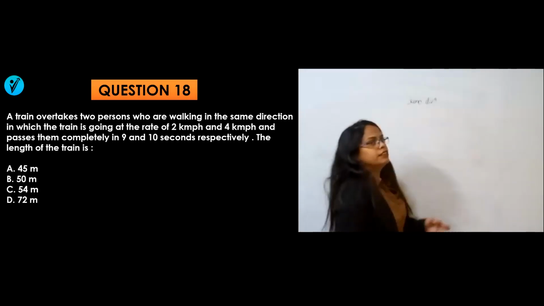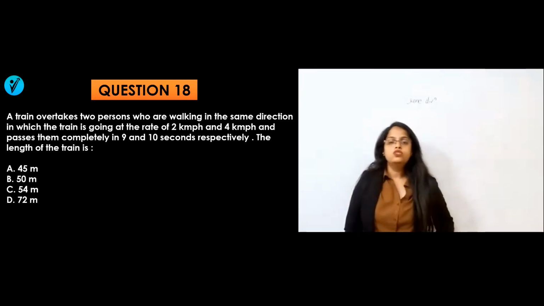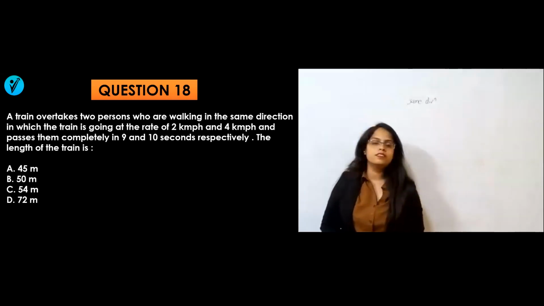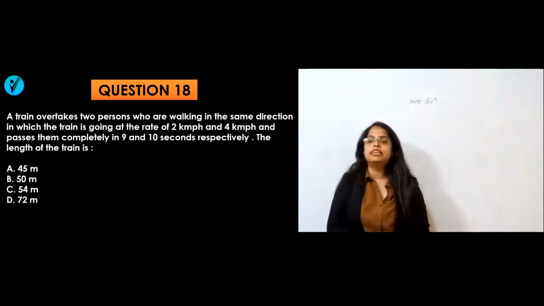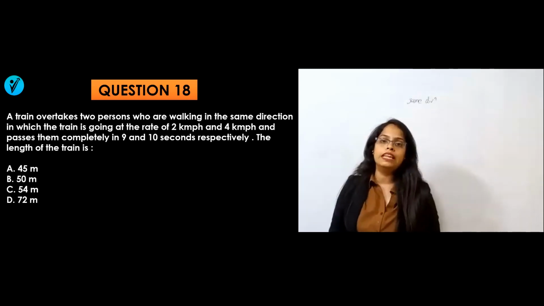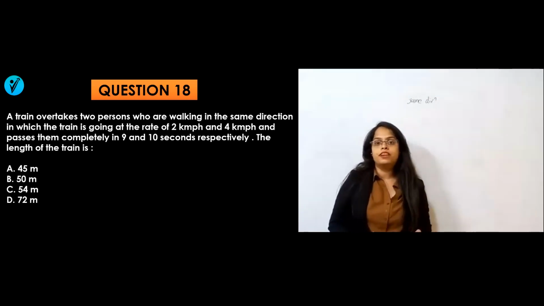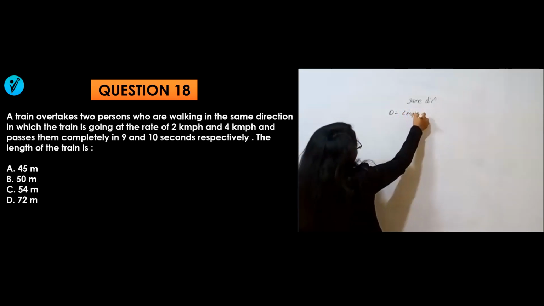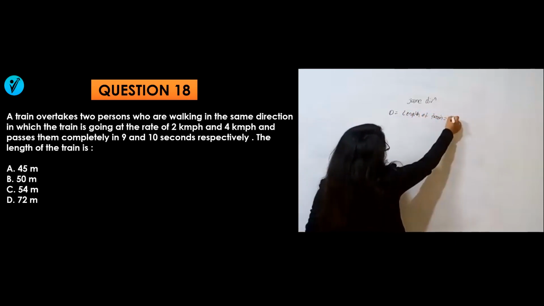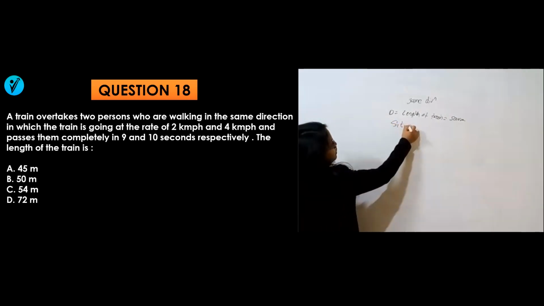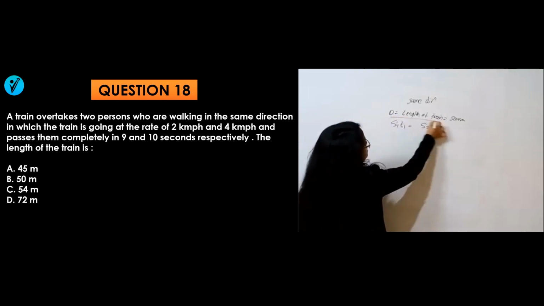Now listen, that train is crossing a person. So distance will be only the length of the train, isn't it? They have asked you what is the length of the train. Distance is nothing but the length of the train, because the train is crossing a person and that person does not have any length. I know the person is moving, but does not have any length. So distance will be the length of the train, which will be the same for both. So distance is equal to speed into time. So S1 T1 is equal to S2 T2 because distance is the same.